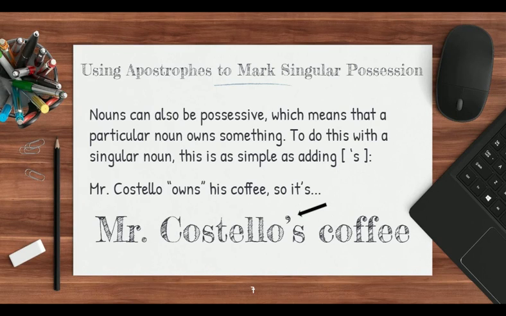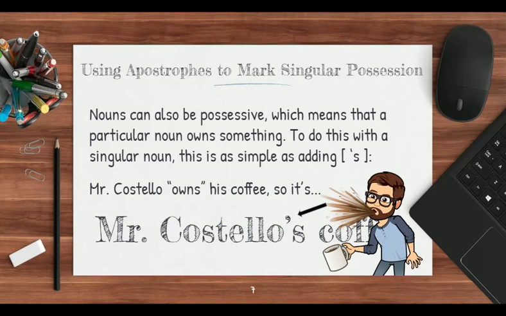You see that right there? We've added that apostrophe S to the singular noun, Mr. Costello, to indicate it's going to be in possession of something. In this case, coffee. Do me a favor, don't get this pretty simple principle wrong. Otherwise, Mr. Costello's coffee will no longer be in Mr. Costello.